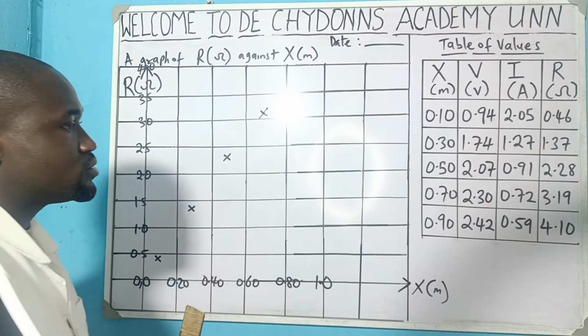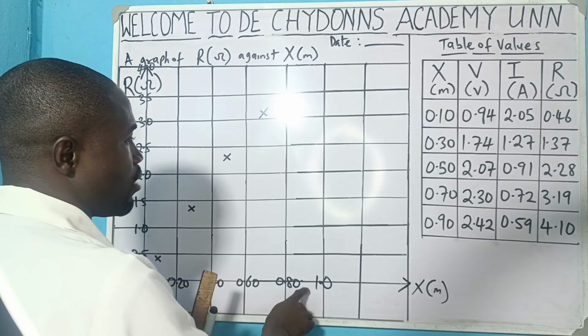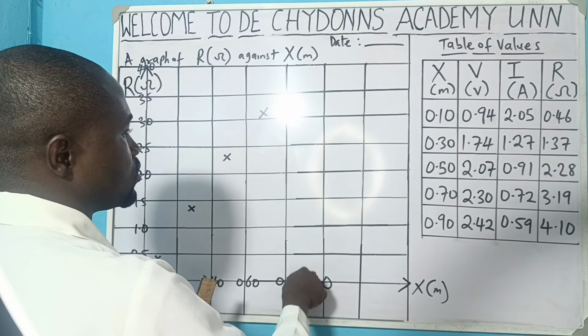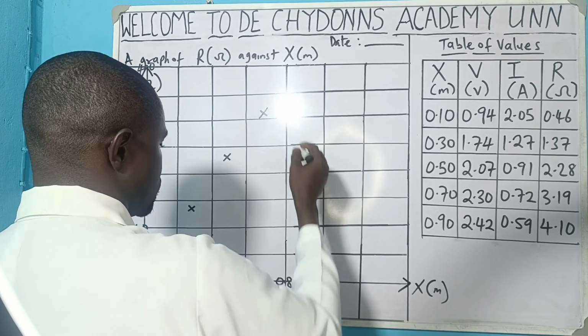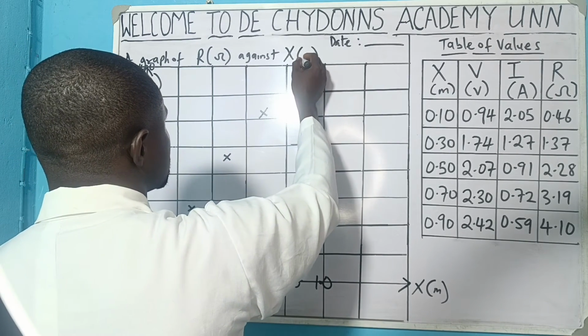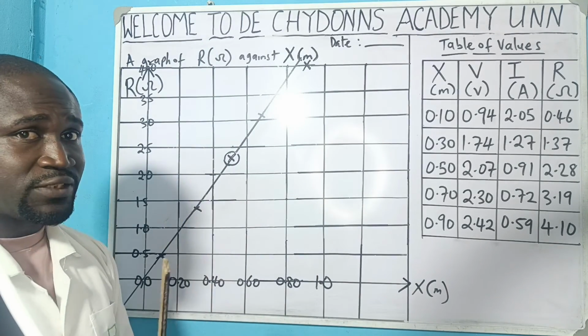The next one, 0.9 and what? 4.10. Somewhere here. Then we draw our line of best fit.